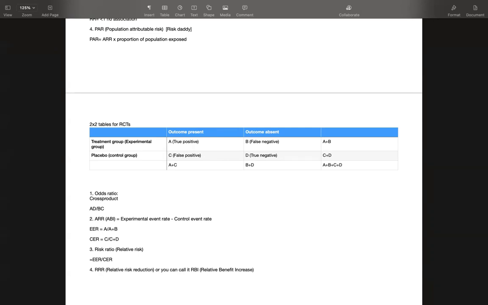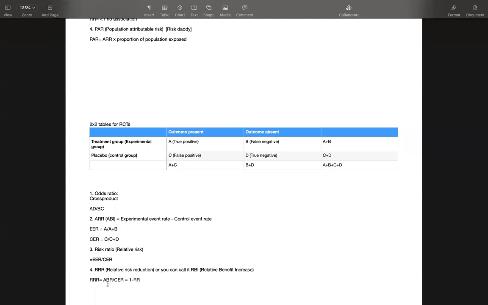And what is the formula of RRR or RBI? The formula of RRR is basically ARR, which we have measured, divided by control event rate, CER. Yes. Okay, sometimes we can also write it as 1 minus RR. And if you know the basic maths, then you can obviously calculate it from the ARR.